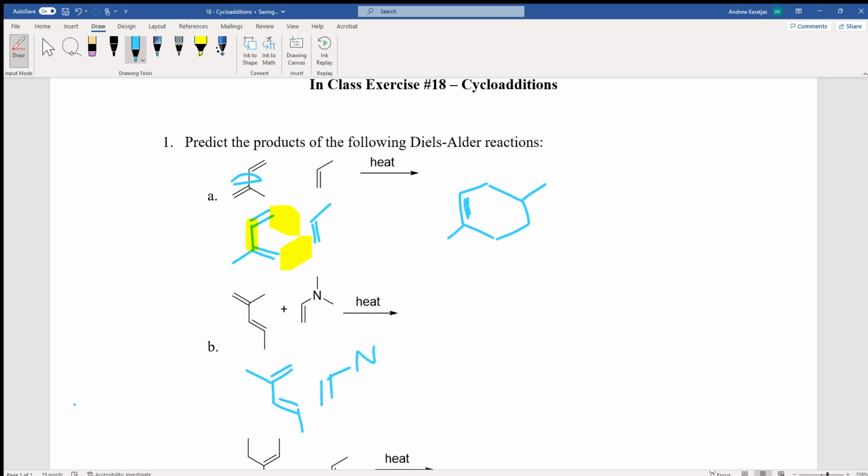Same thing in part B. We can draw in, I'll do that in this case, we can draw in our arrows to show the mechanism, our flow of electrons. One thing to keep in mind is if you're doing a Diels Alder reaction and you don't end up with a six-membered ring in your product, you've done something wrong.